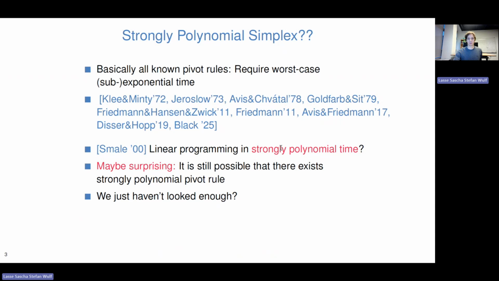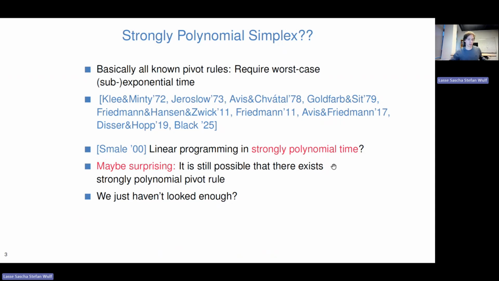worst-case example. And this is related to this super famous question of Smale, who formulated it as one of the driving questions for the 21st century: is it possible to do linear programming in strongly polynomial time? Maybe surprising to some listeners is that the simplex algorithm is still a candidate algorithm for this conjecture. So it could be that there exists a pivot rule that takes a strongly polynomial number of steps.